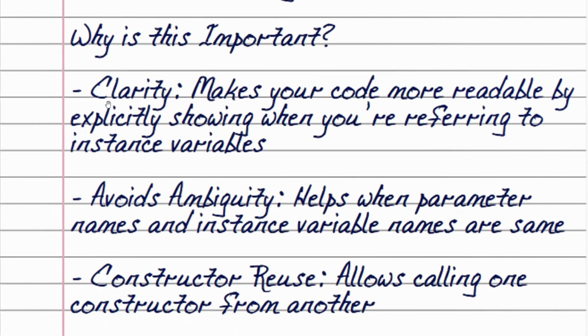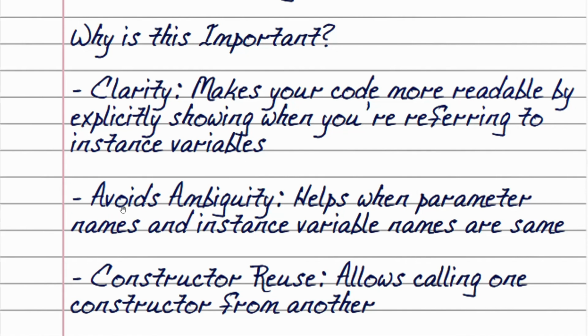So first is clarity, that is, it makes your code more readable by explicitly showing when you are referring to the instance variable. So the this keyword is used to give some clarity. It is used to differentiate between the instance variable and the local variable.